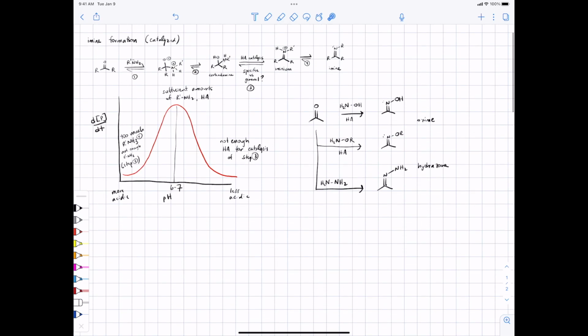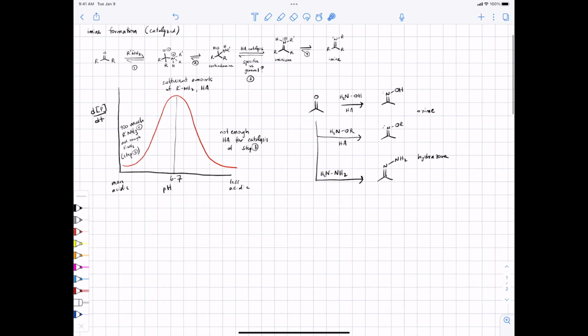Okay, so that does it for imine formation, and now we're going to talk about a class of biological reactions that use imines to transfer amino groups.